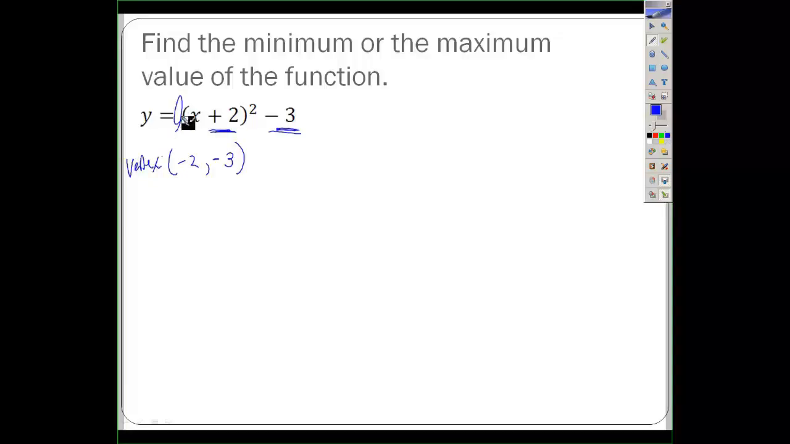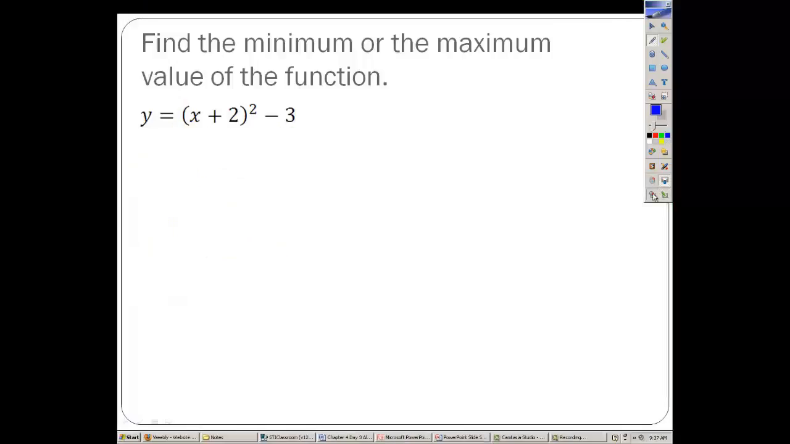The a value is positive, therefore it opens up. It must be a minimum value right there. And remember, the minimum or the maximum is always the vertex. So I'm going to say there's a minimum at the point -2, -3. You want to see the ones that are in vertex form because those are the simpler ones to do. Much less work than in intercept form.